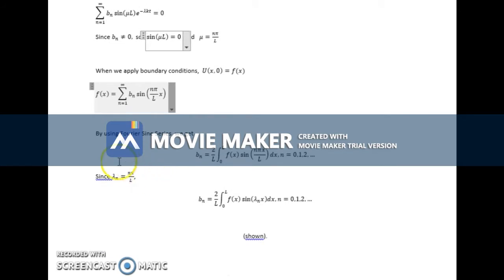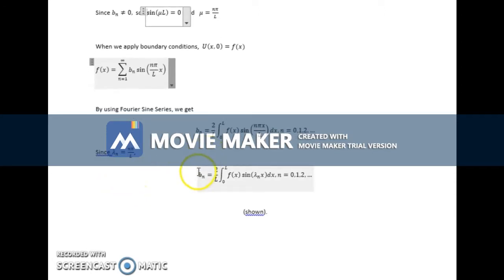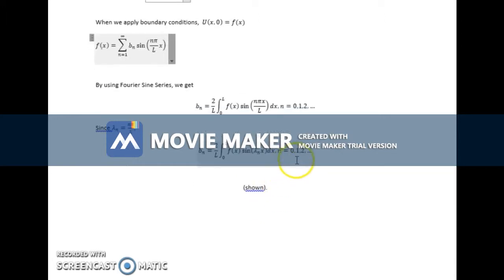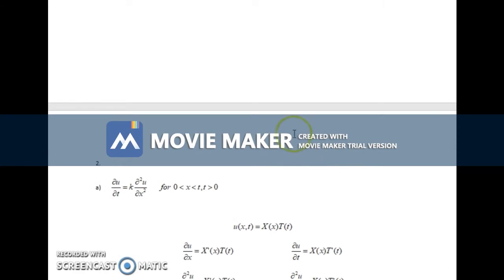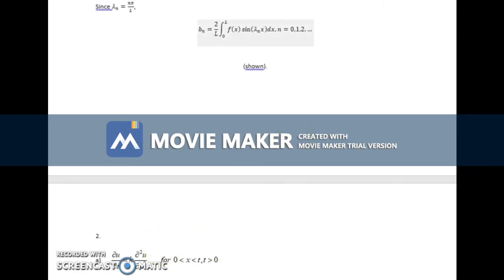So we can use the Fourier sine series to get bn and substitute lambda n equal to n pi over L. So we have shown that bn equals 2 over L integrate 0 to L f(x) sine lambda n x in terms of x, where n is 0, 1, 2, and so on. Okay, that's all for me.